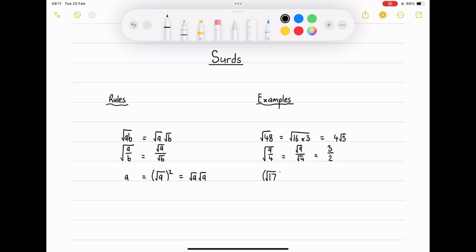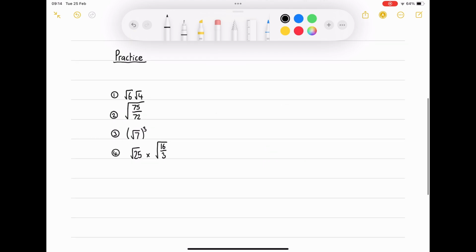Finally, the cube root of 17. First, rewrite it as root 17 squared times root 17. Then the product of the root squared is just the number in the root, so the final answer is 17 root 17. Here are some practice questions that get progressively more difficult. Pause the video and give them a try.